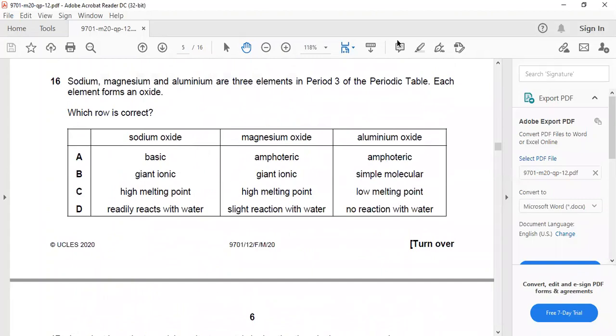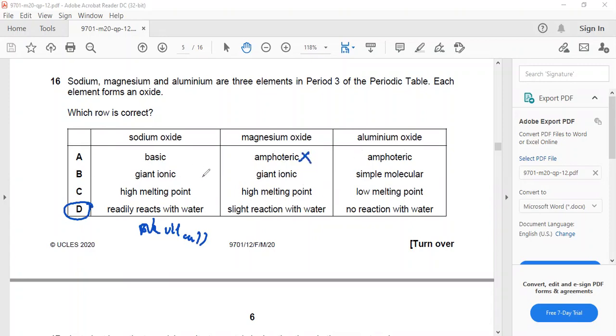16. Again, group period 3, and because it's very easy, I can directly jump into the answer. Sodium oxide reacts with water, yes, to form sodium hydroxide. Magnesium oxide slightly reacts with water, yes. Aluminum oxide has no reaction with water. This is true, but magnesium oxide is not amphoteric.